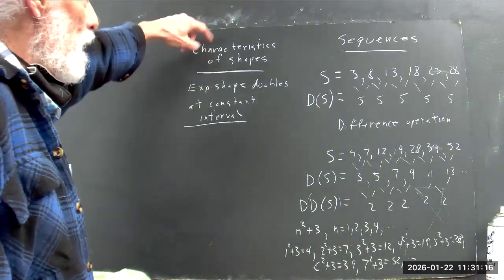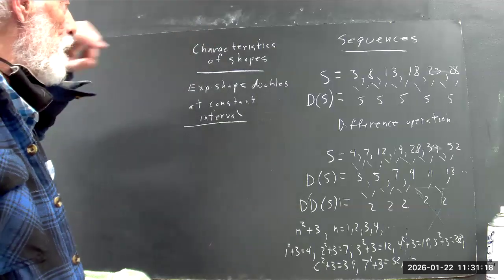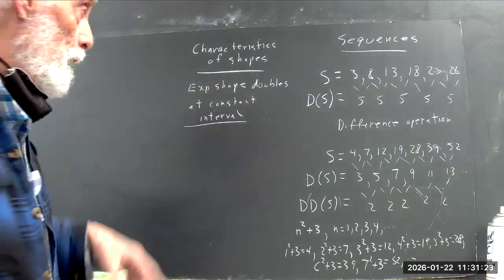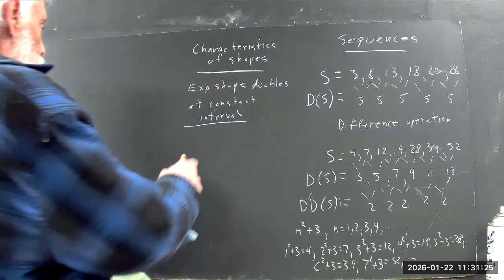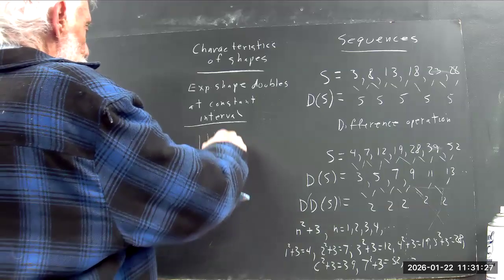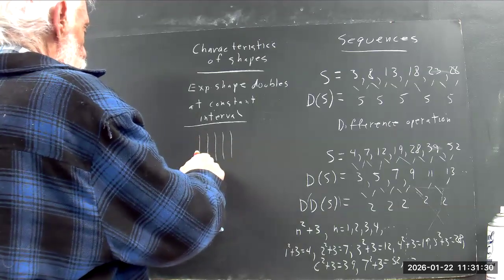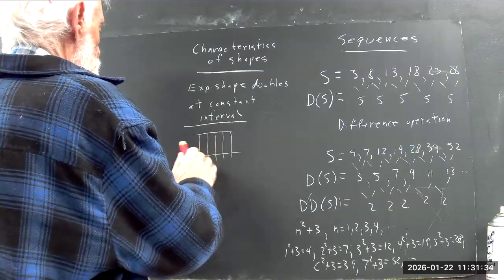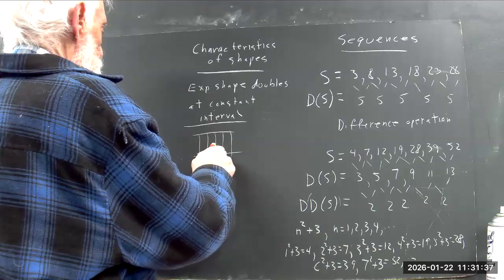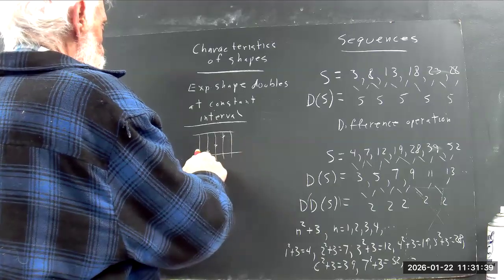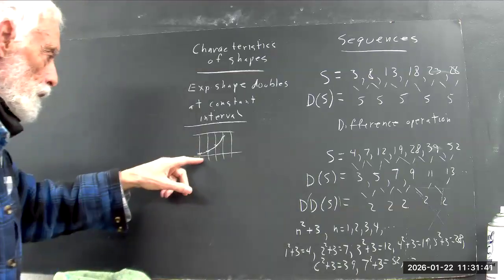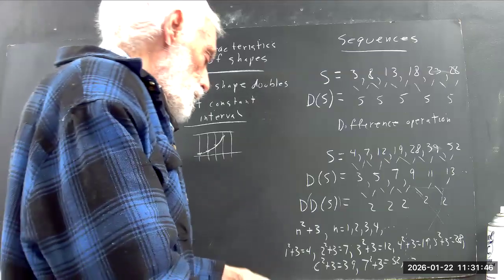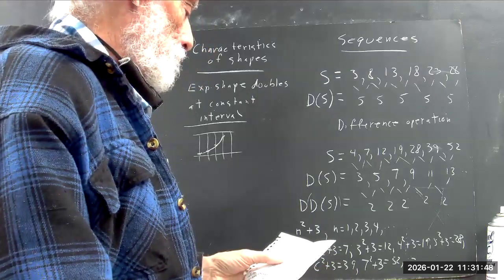Next thread is characteristics of shapes. And one characteristic we've seen already in constructing the exponential function is that the shape doubles at a constant interval. Every time we move over this far, we double it. That's called our doubling time. We did that last time, so you'll understand that.